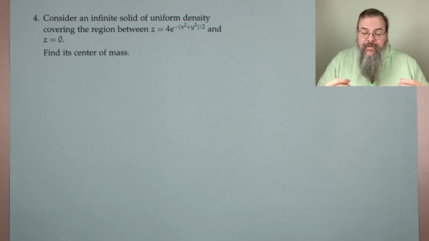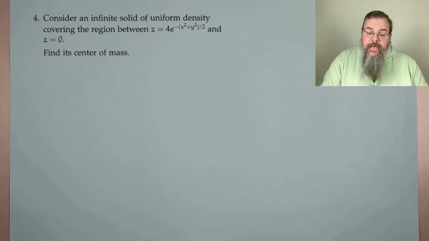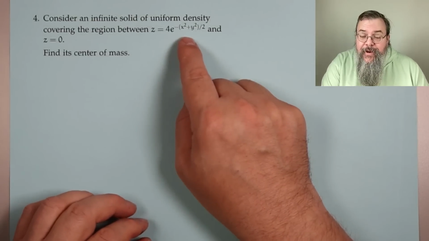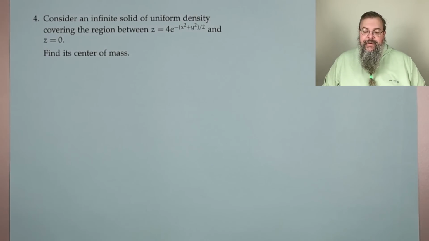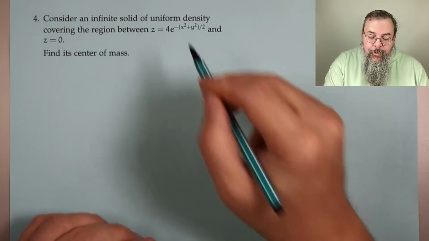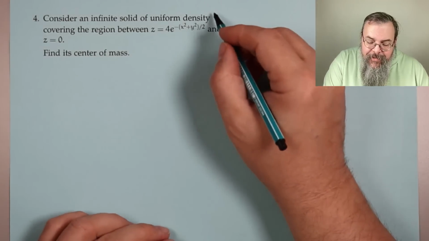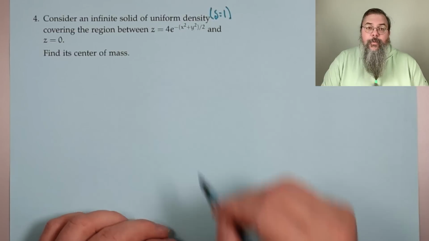Consider an infinite solid of uniform density covering the region between z equals 4e to the minus (x squared plus y squared) over 2 and z equals 0. All right, find its center of mass. Now, the nice thing is whenever we see something that says uniform density, we can just pick something to make it easy. So we're just going to say density is 1.